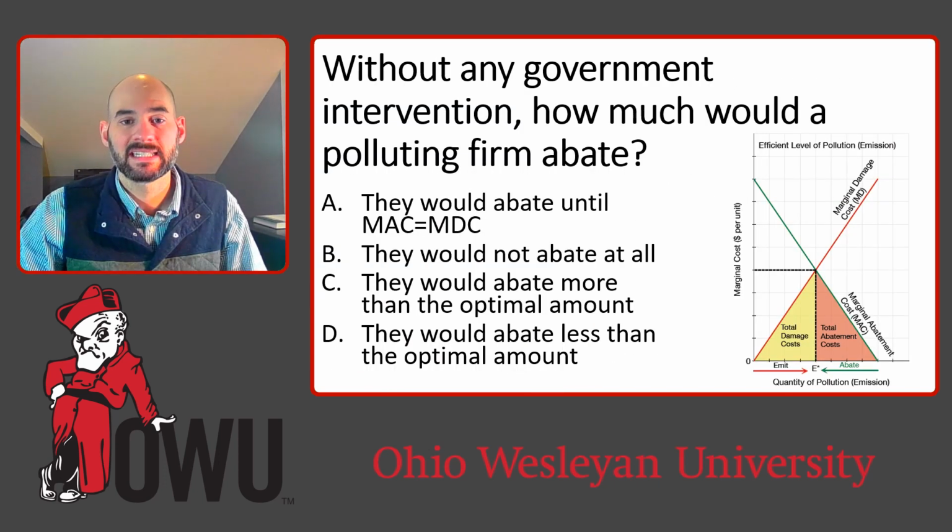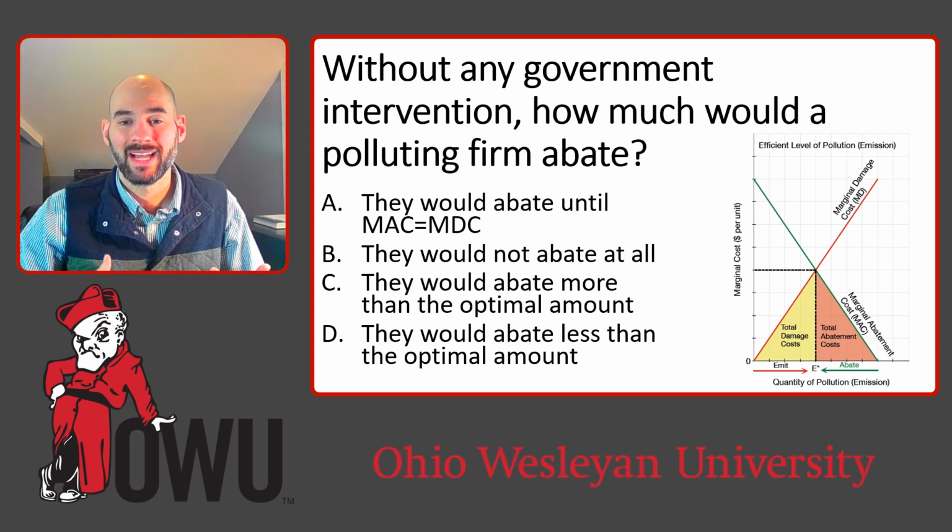Now, this optimal point is just telling us what would be best for society, what would be the most efficient level of pollution for all of society. It's not telling us what would be the actual level of pollution or abatement if the firms were left to their own devices, if the private companies were to choose what would be their profit maximizing level of abatement.